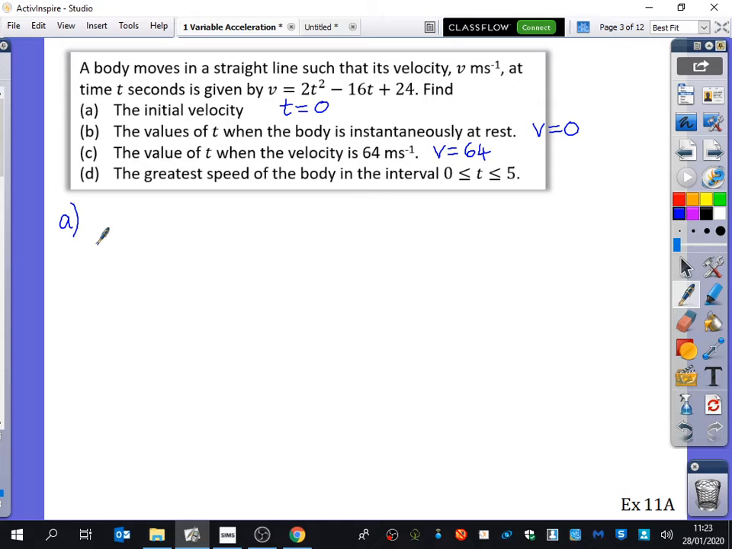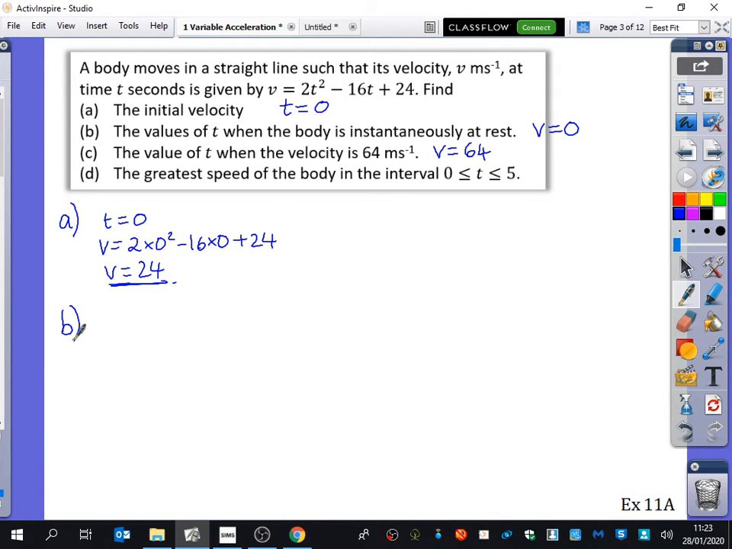First of all, the initial velocity when t is equal to 0. Well, v is going to be equal to 2 times 0 squared minus 16 times 0 plus 24. But it's a one-mark question. You could probably spot straight away that v is equal to 24, because all of those t values are going to disappear when you have a 0 with them. Although I'm doing this now because I'm on the board, if this was a one-mark exam question, you could probably just say v is 24, couldn't you? You can just see that from there.